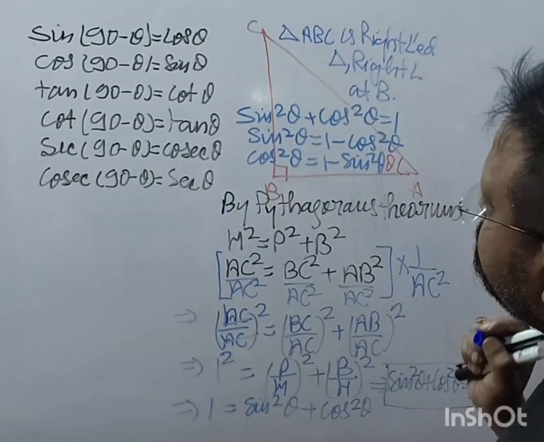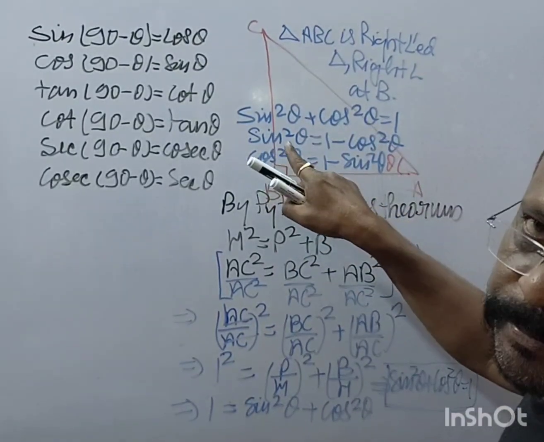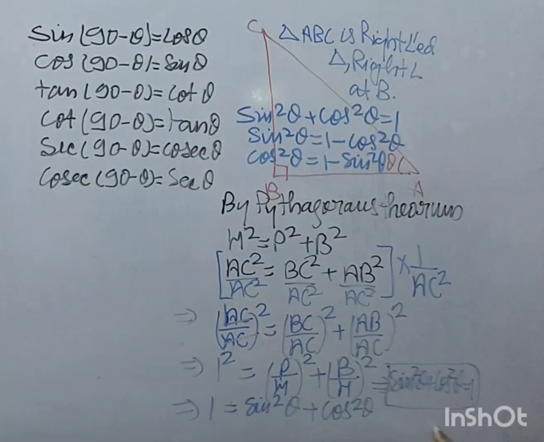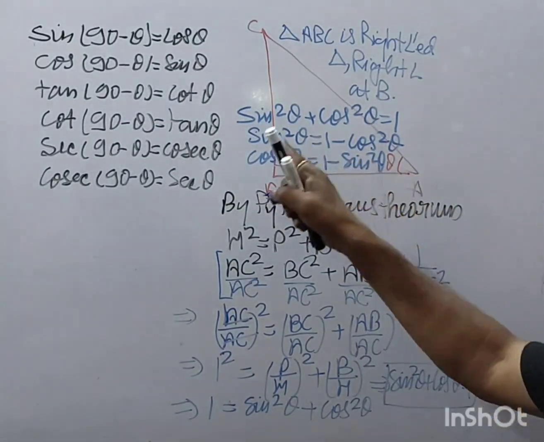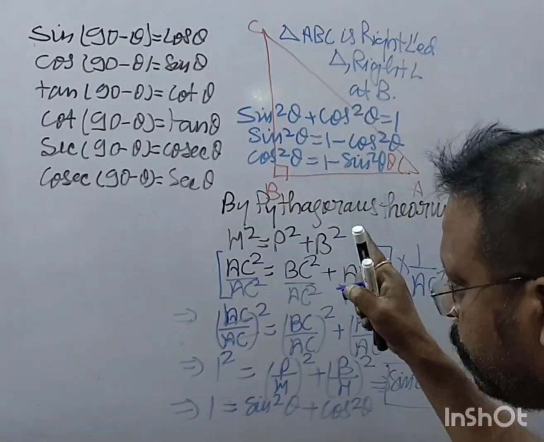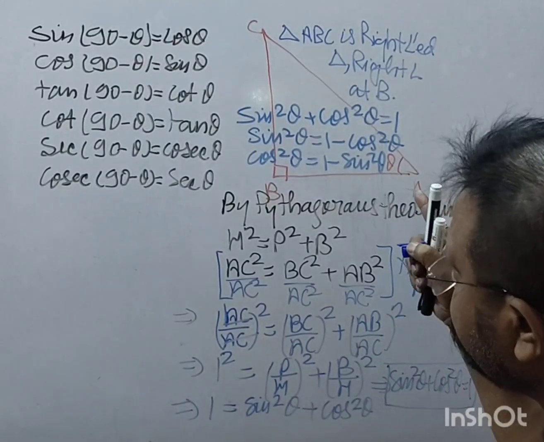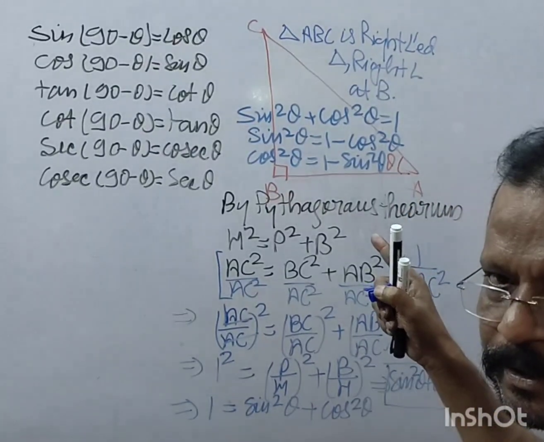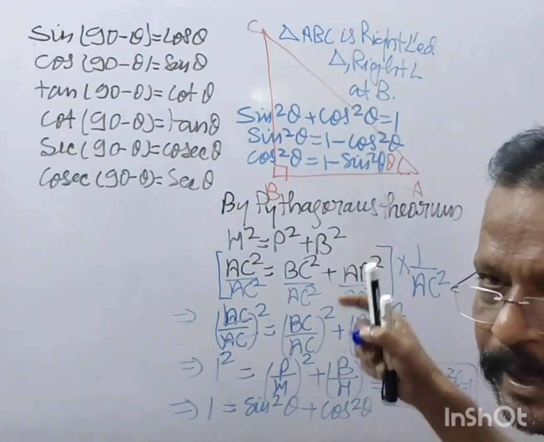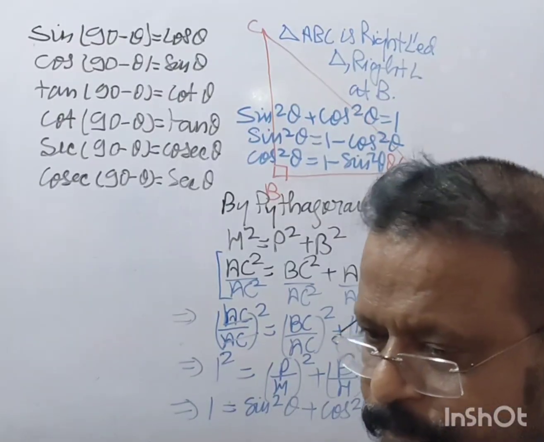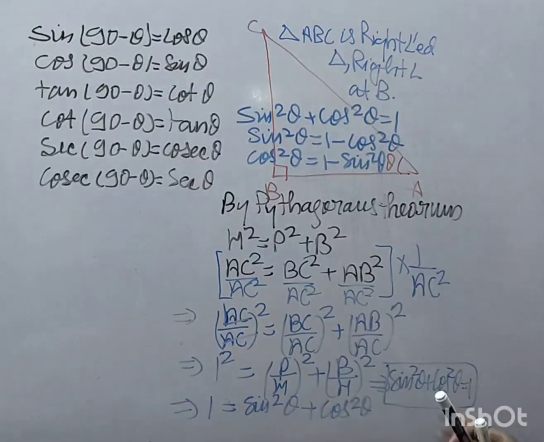You get this? These are the different possibilities. The basic formula is this, and these are the rearrangements we have. You understand this? Yes, sir. Okay, fine.